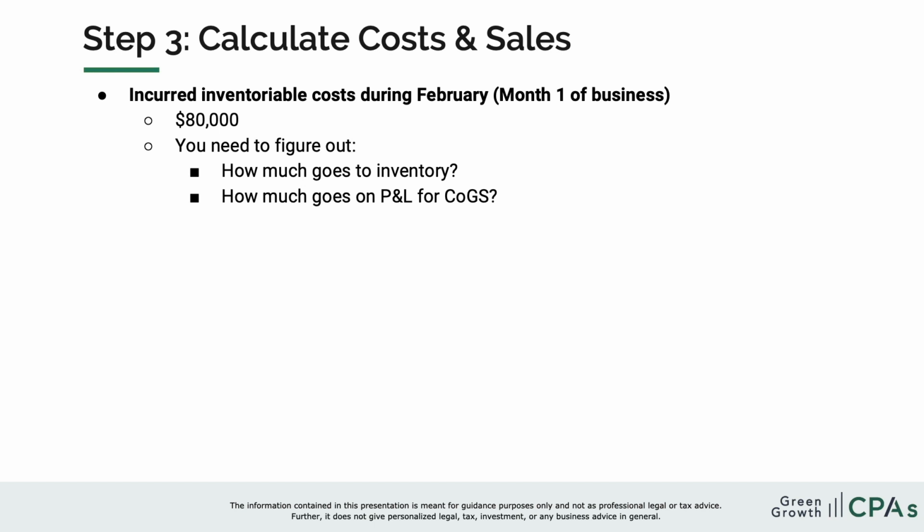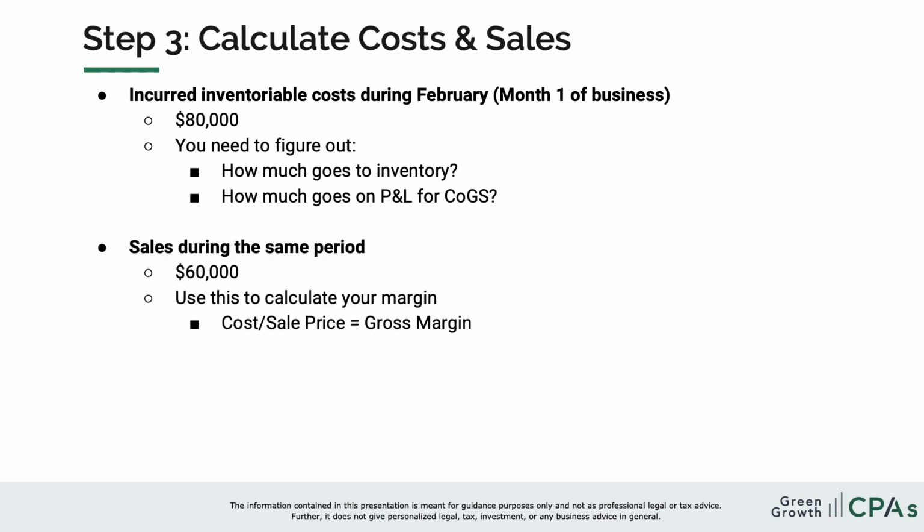Now, the question is, out of this total, we need to figure out how much of that goes into inventory and how much should be flushed through your P&L, your profit and loss statement, to COGS. You would think the quick answer is that, hey, it's all COGS, but that's not the most accurate answer to unlock the power of accrual accounting on your cannabis tax filings.